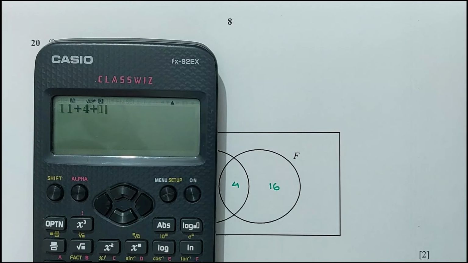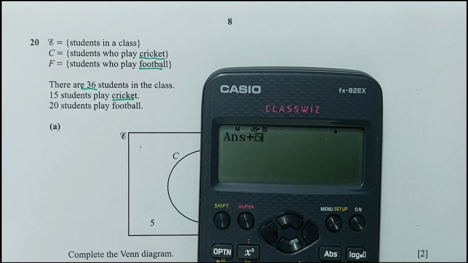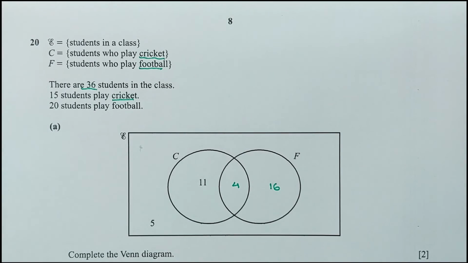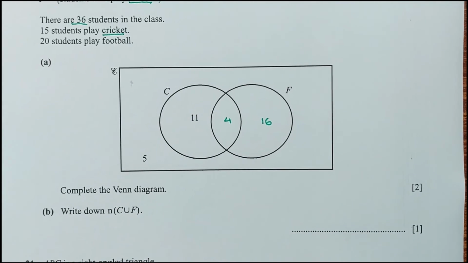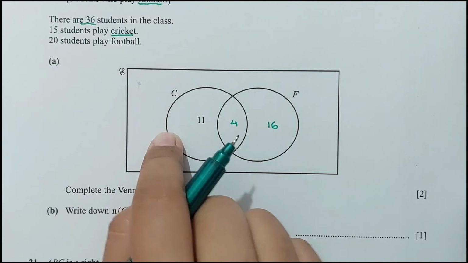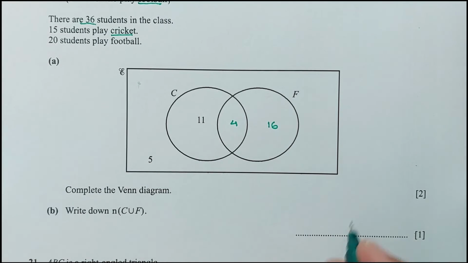11 plus 4 plus 16, the total is 31. Okay, so in 31, we have to add 5 to get 36. So the outer one is 5, right? The Venn diagram is completed. Now for part B, write the number of elements in C union F. C and F, their union, which is 11, 14, and 16. That is 31. We already did.